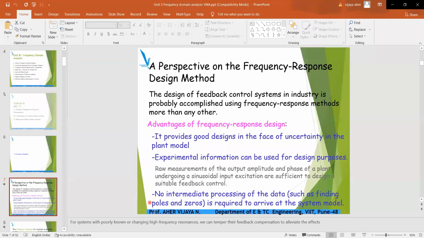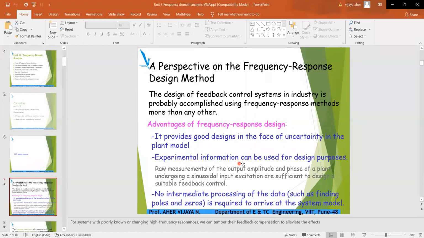So these are some of the advantages listed over here. Give the heading, advantages of frequency response design. Very first, frequency response design provides good designs in the face of uncertainty in the plant model. Important advantage of the frequency response design method.